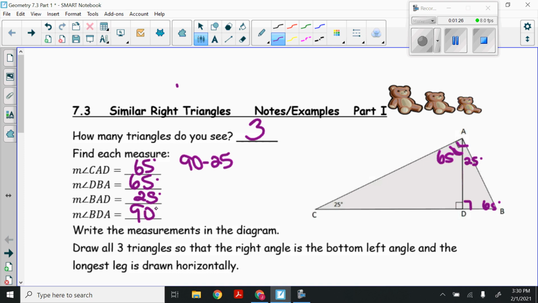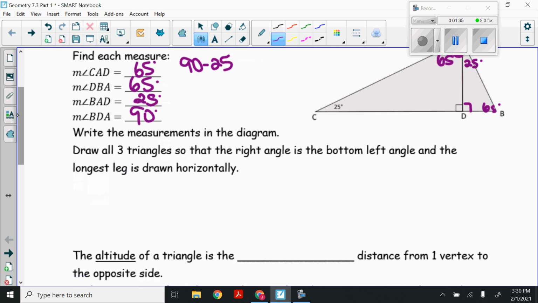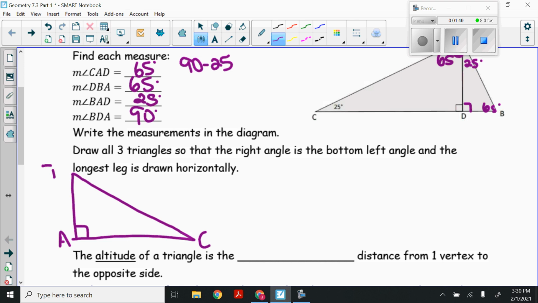We've done that. Now draw all 3 triangles so that the right angle is at the bottom left angle and the longest leg is drawn horizontally. So first we're going to do the great big triangle. So if I do my great big triangle, where this is A down here, so the longest leg, this is C, this is B up at the top. So this is 65 degrees. And this is 25 degrees.